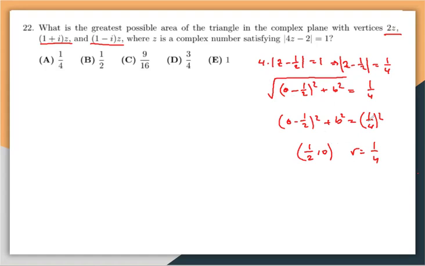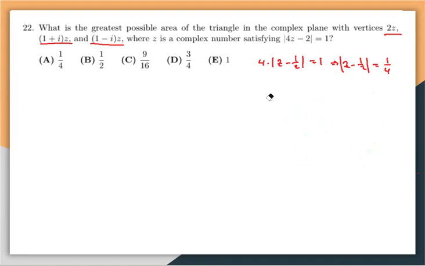Again, this is just additional work. We just don't need this. As soon as we have this one, we should know this is the actual case. So anyway, that is the circle centered at 1/2 with a radius of 1/4. Okay, so then now what?